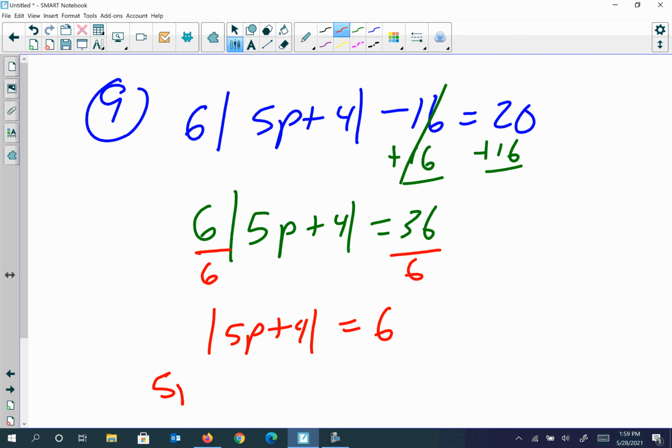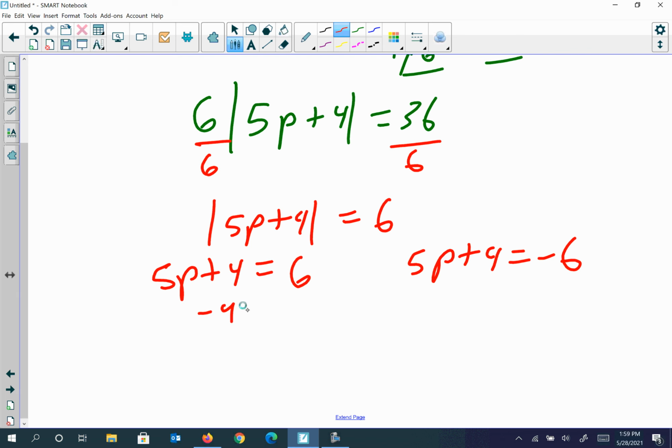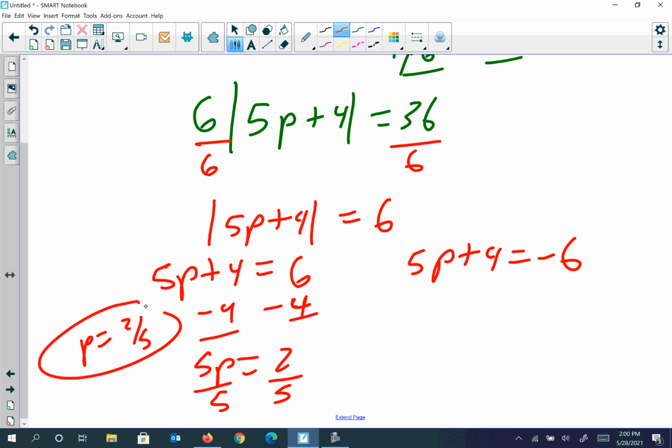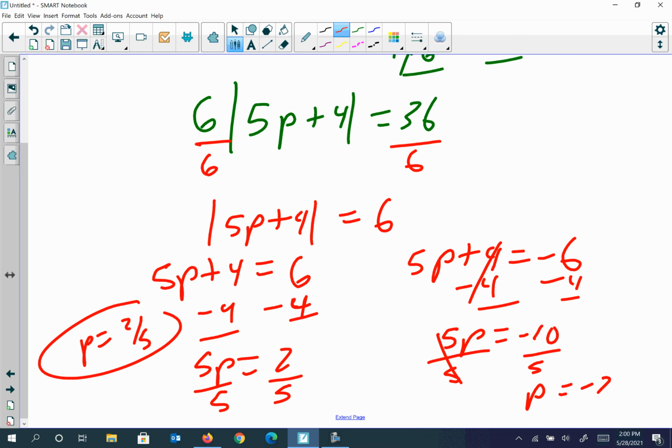And then we're going to break it into two problems where we have the positive component and the negative component. Go ahead and solve it. Subtract 4, subtract 4. And then divide by 5. 2/5 is already reduced, so one answer is 2/5. And the other one, subtract 4, subtract 4. Those cancel. Divide each side by 5. Those cancel, so p is equal to negative 2.